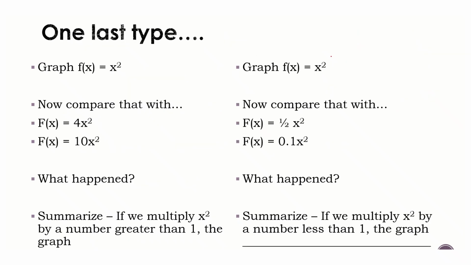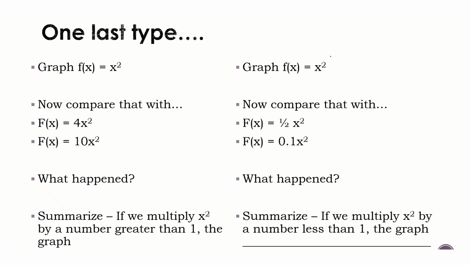So one last type. This one is definitely the most difficult one for students to express in words. We want to basically get a sense of what's going on. And then as you move ahead in math, you will get more precise with your vocabulary. So on the left, we have the parent function, f of x equals x squared. And we're going to compare that with 4x squared and 10x squared, and we want to see what happens. And the summary statement there where the line is cut off says if we multiply x squared by a number greater than 1, what will that do?